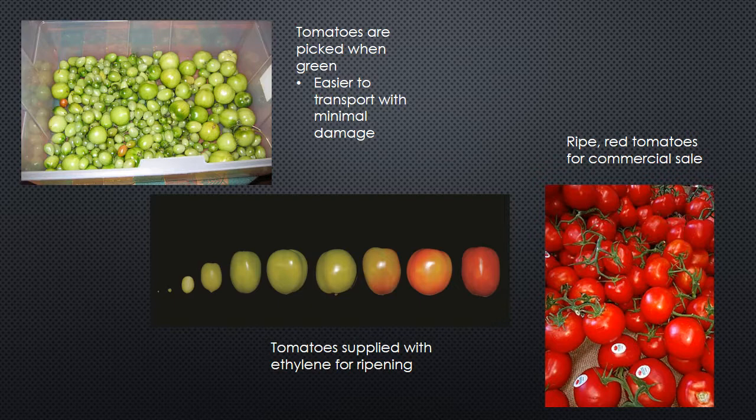So they are picked when they're green, and then once they arrive at their location, they are actually sprayed with ethylene gas and allowed to ripen in place. And then we have our ripe red tomatoes for commercial sale after that. So that's actually how a natural hormone from plants is used for our benefit.